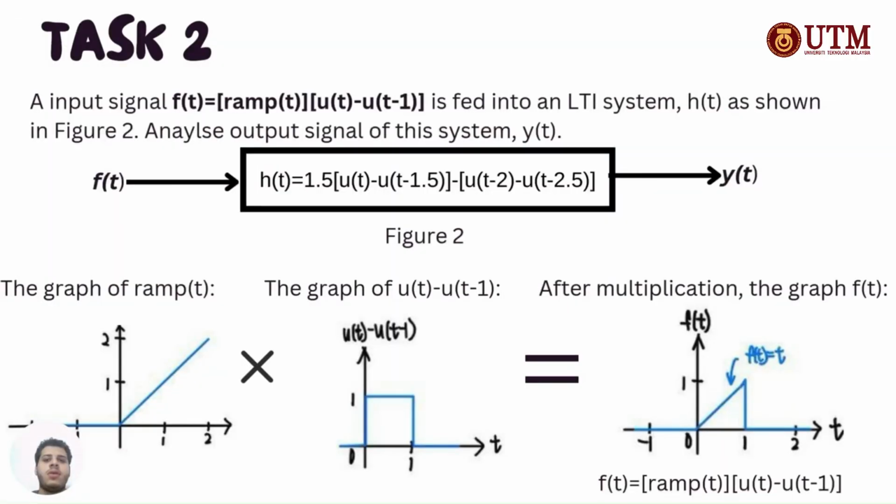Okay, so now we are going to do the task 2 part of this assignment. In this task, we are given an input signal f(t) equals ramp(t) multiplied by u(t − 1). This input signal is fed into an LTI system h(t). Our objective here is to analyze the output y(t). So first of all, we need to graph and plot f(t). f(t) consists of two parts, the ramp and the unit step function. We graph the ramp on its own and then the unit step function, as we can see here, and then multiply them to get the input signal.